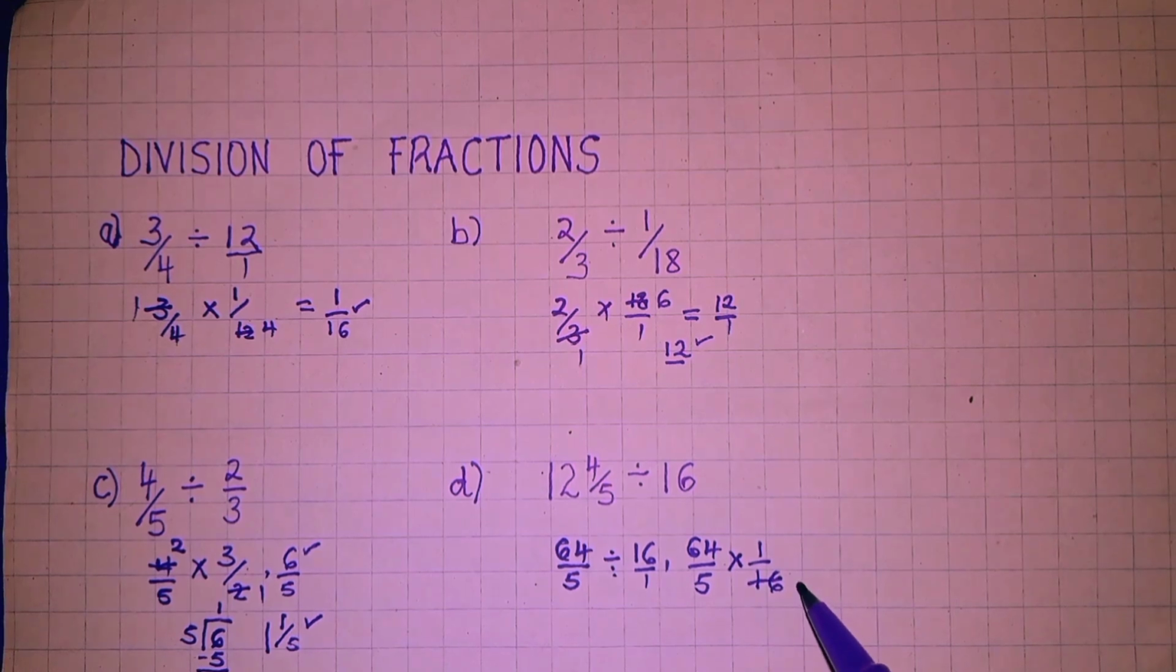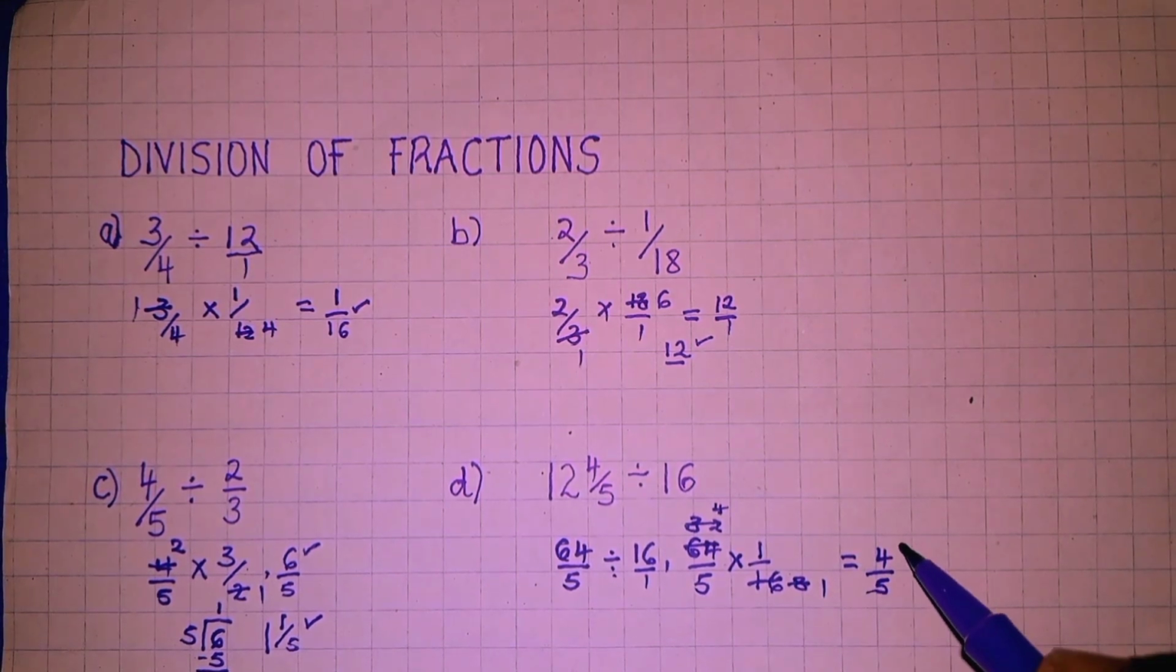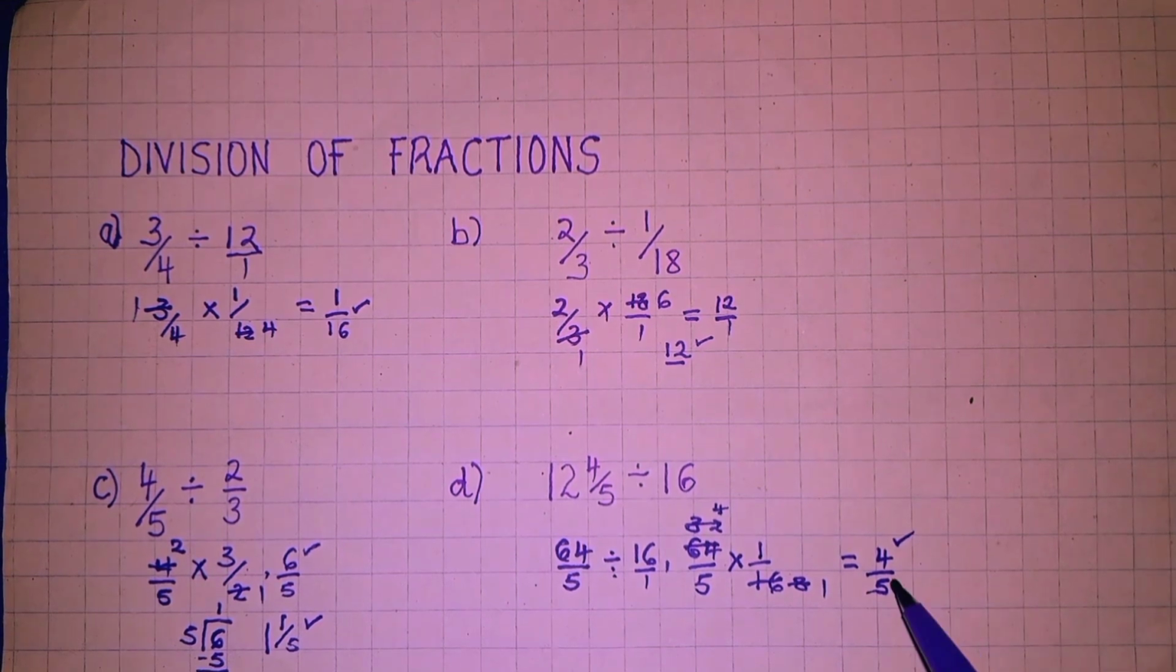16 by 2 is 8. 64 by 2 is 32. You can still simplify this one. 8 is a factor of 32. So by 8 it's 1, by 8 it's 4. So we remain with 4 times 1 is 4. 5 times 1 is 5. So our solution to this problem becomes 4/5.